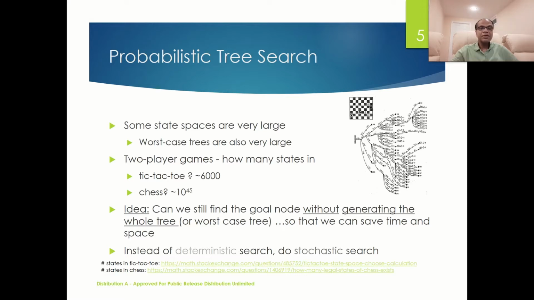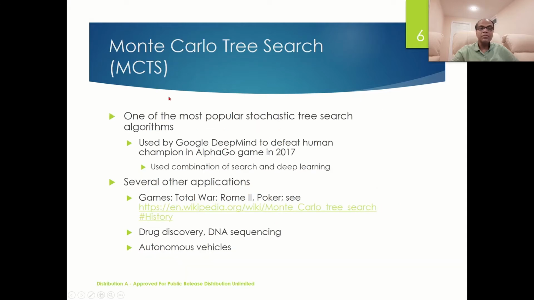So now let's talk about one of the most popular probabilistic search algorithms called Monte Carlo tree search. Monte Carlo tree search has been used in computer AI algorithms like AlphaGo, also for other games like Rome 2, poker. It's also been used for medical applications like DNA sequencing and also for motion planning in autonomous vehicles. I understand many of you might already know Monte Carlo tree search, so I'll keep this short and fast.